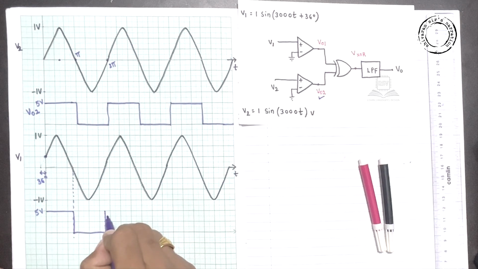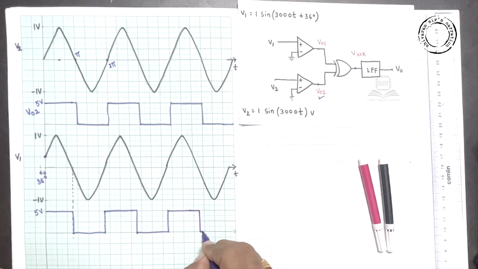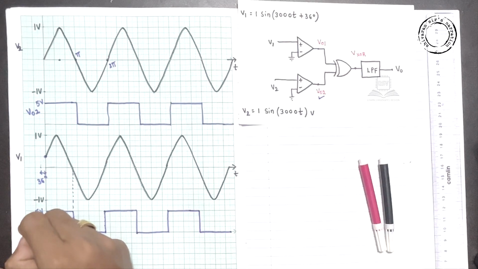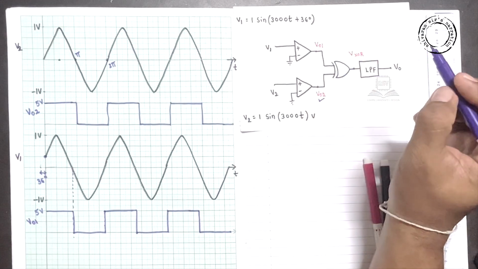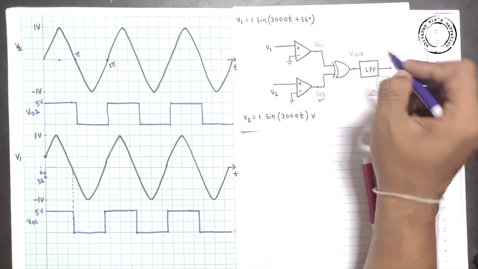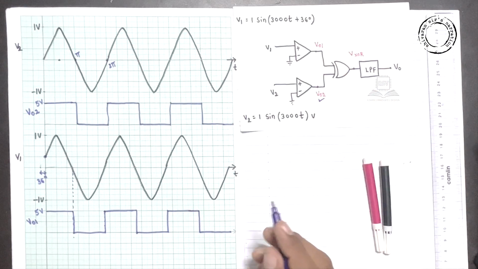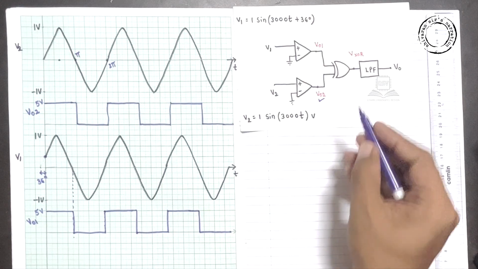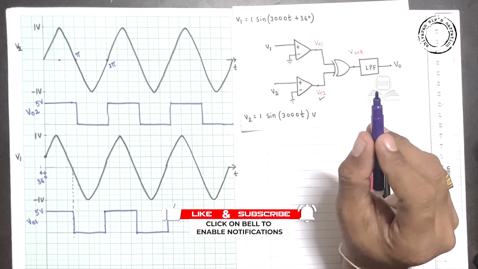So let's say quickly, this is VO1. Okay guys, so first part has been completed, VO1, VO2. Now we want to draw VXOR, the output voltage of an XOR gate. We need to know how the waveform looks like. Now you know very well, XOR gate, whenever the inputs are different, output will be logic 1.